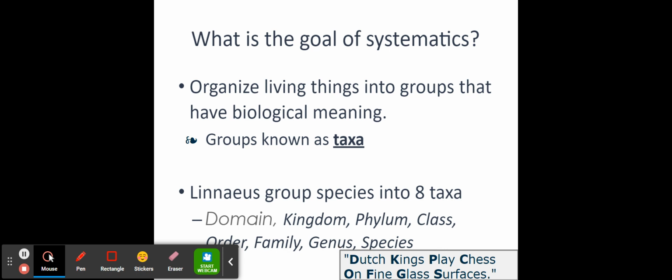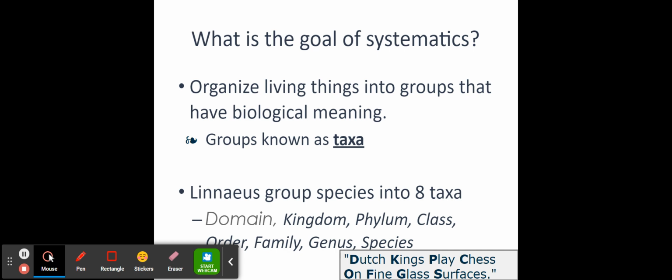Another one I've heard is Dear King Philip came over from Germany. So I don't know why, but that's one that I learned. And then we'll do a couple more in class. And on your notes, it does ask you to come up with your own mnemonic device.